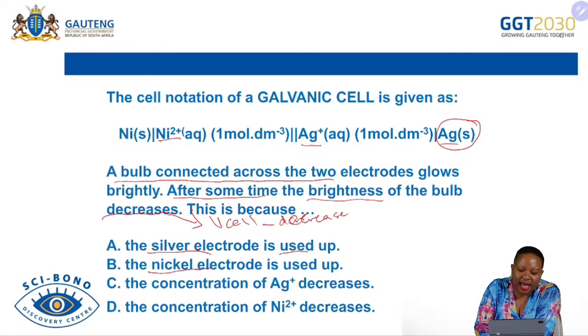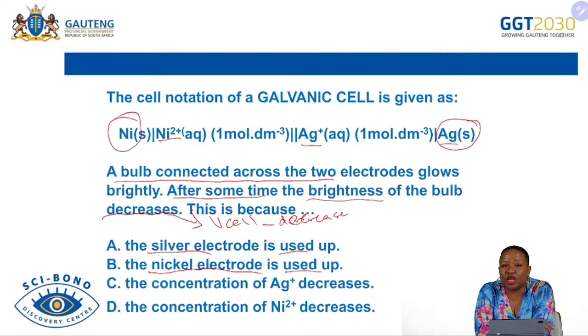And they say the nickel electrode is being used up. It is not easy for this electrode to be used up as a metal, even though it dissolves into the solution to form these nickel ions, but it will definitely not be used up. It will still remain. You know how difficult it is to get a metal to be used up. So definitely it is not.